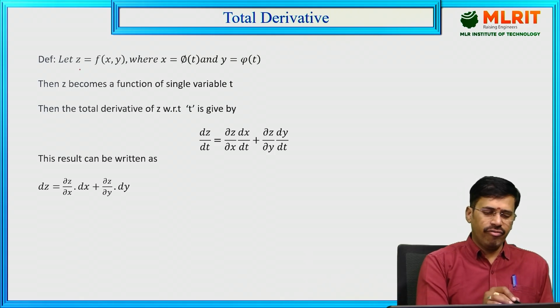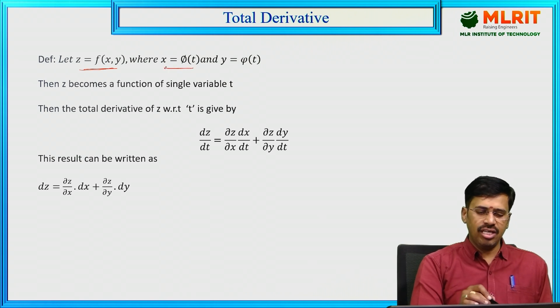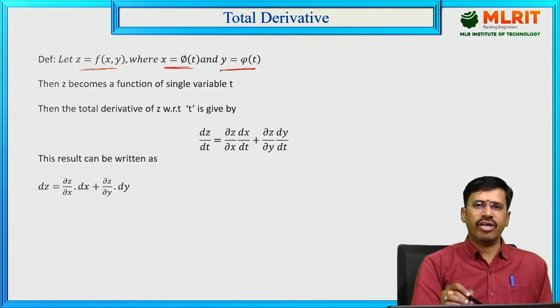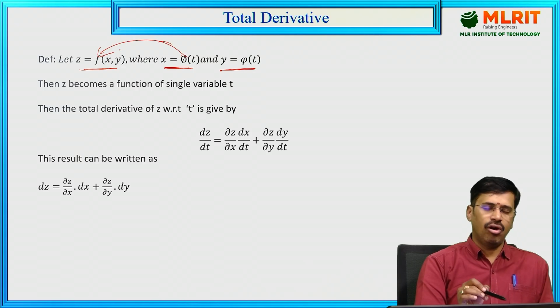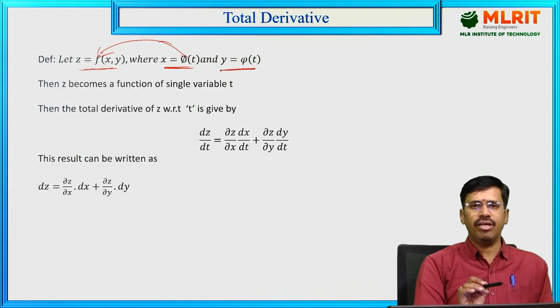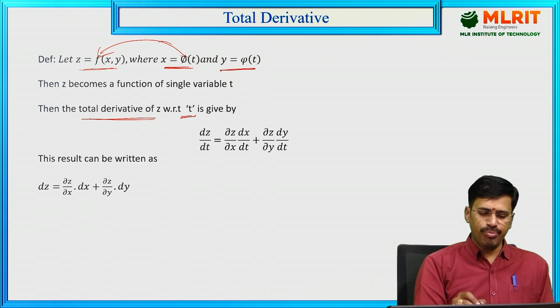Let z equal to f of x comma y be a function of two variables x and y, where x is a function of a single variable t, and y is also a function of the single variable t. Then z becomes a function of the single variable t, because we substitute x and y in this function. All the variables x and y will be converted to functions of the single variable t. So we define the total derivative of z with respect to t as dz by dt equal to dou z by dou x into dx by dt.